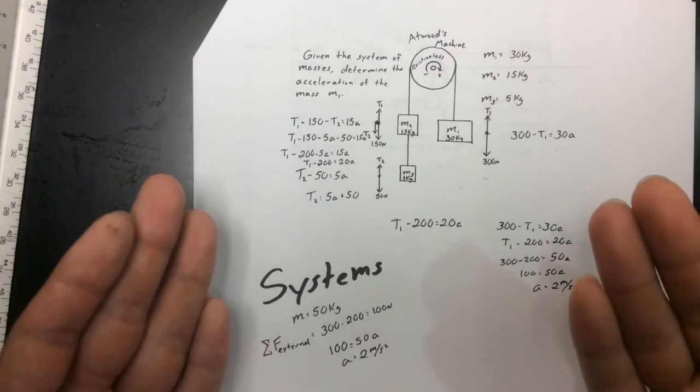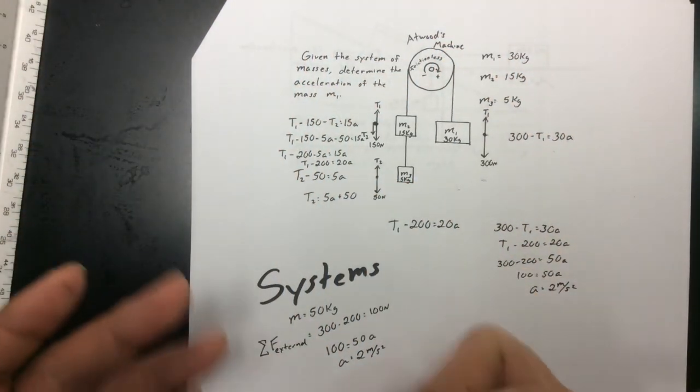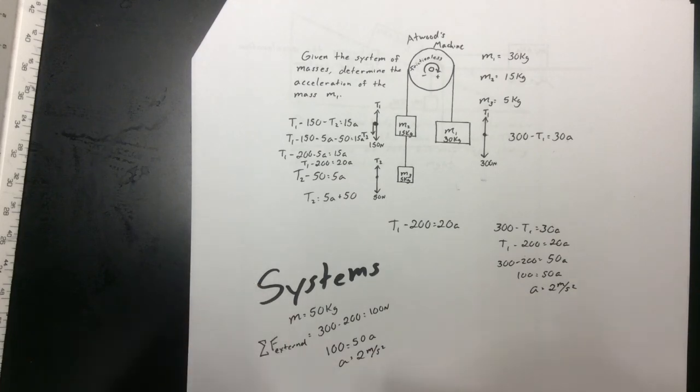So some people's brains work like this. They like the individual steps. They like to see everything. Others, they just want to look at it as one big picture and get it done fast. Just don't screw up. All right, there's that one.